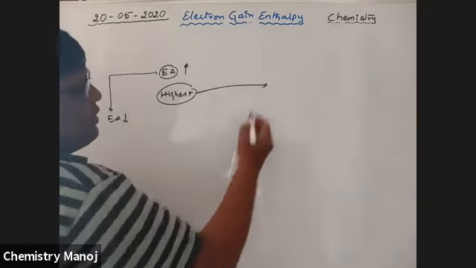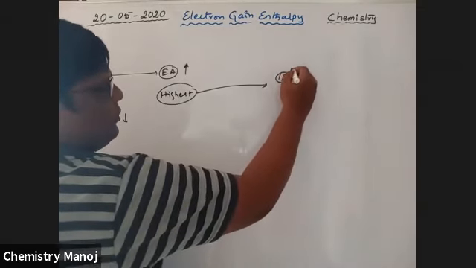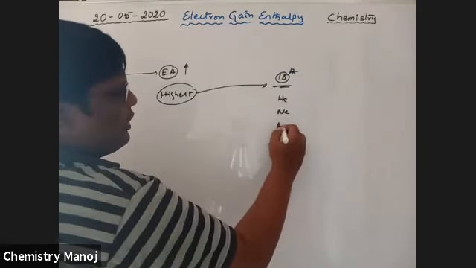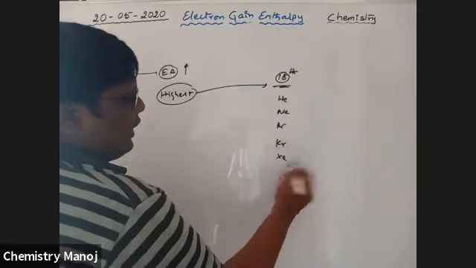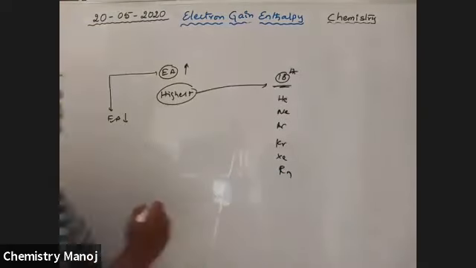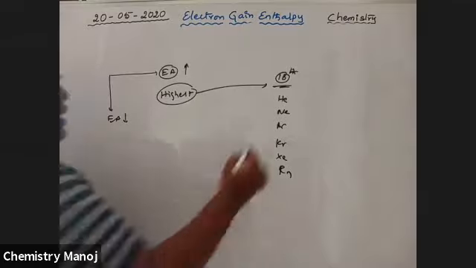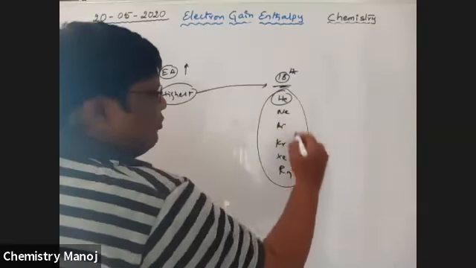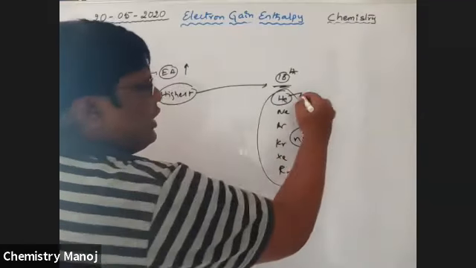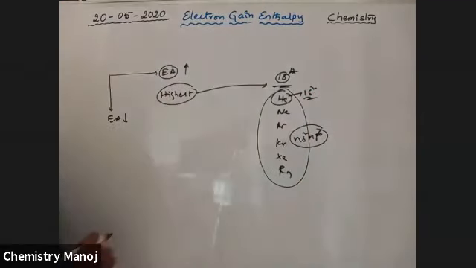Right side means the 18th group. The 18th group means helium, neon, argon, krypton, xenon, and radon. Radon is radioactive. All these elements, except helium, have ns2 np6 configuration. For helium, it is 1s2 configuration.